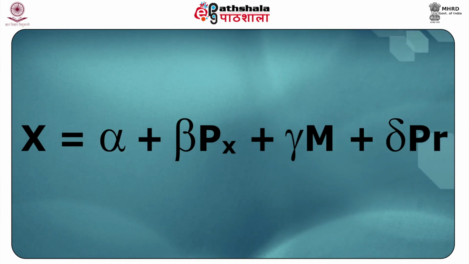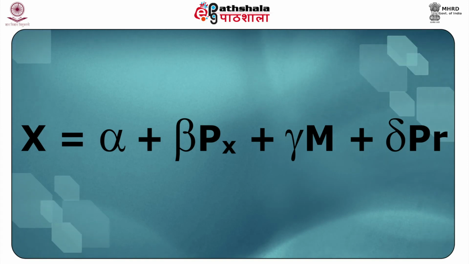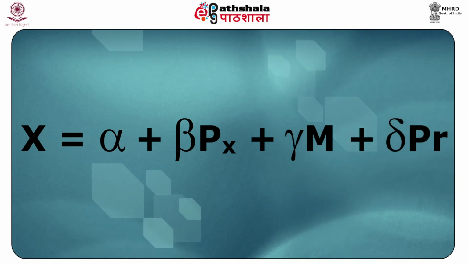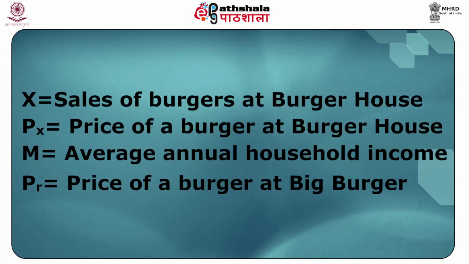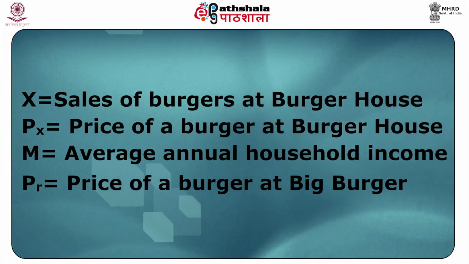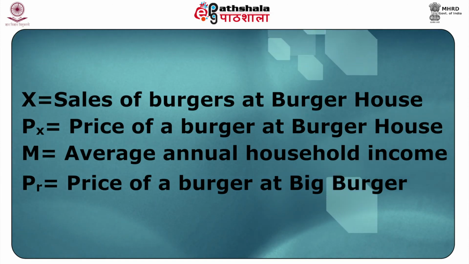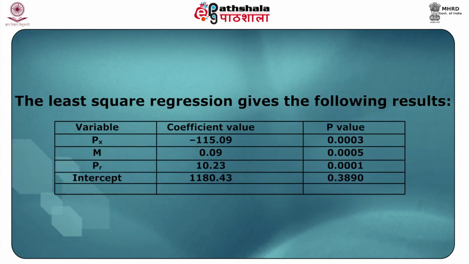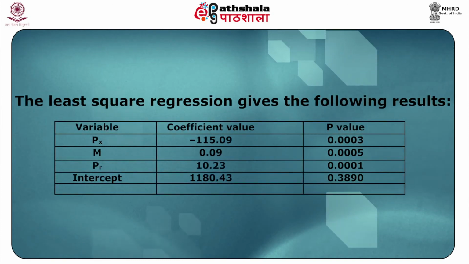for the following demand specification using the 12 months observations. X is equal to alpha plus beta Px plus gamma M plus delta PR, where X is equal to sales of burgers at the Burger House, Px is equal to price of a burger at Burger House, M is equal to average annual household income, and PR is equal to price of a burger at Big Burger. The least square regression gives the following results.